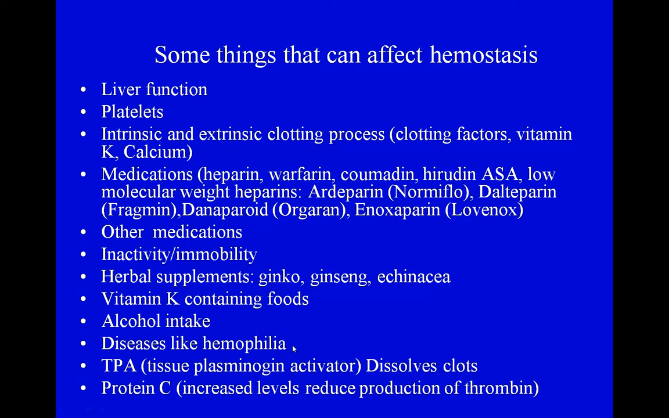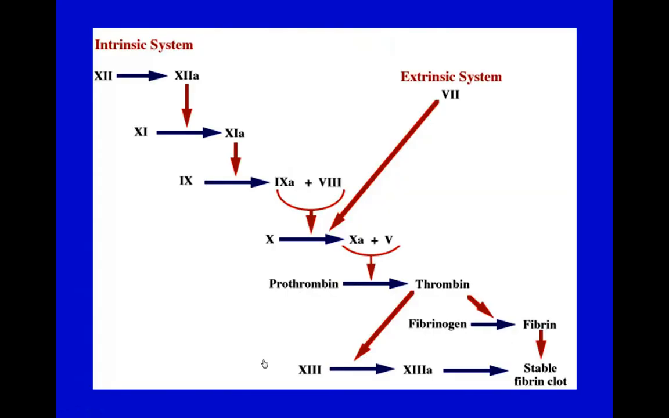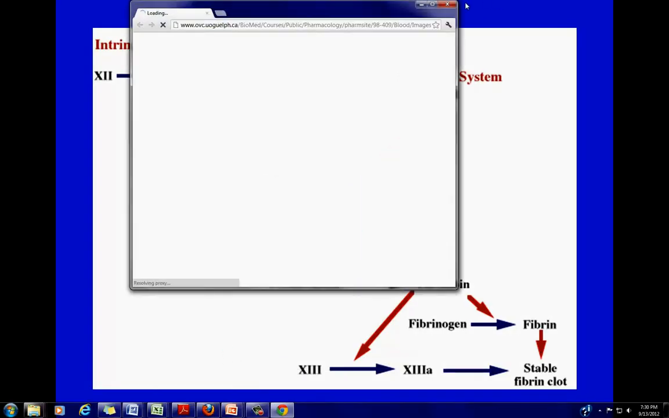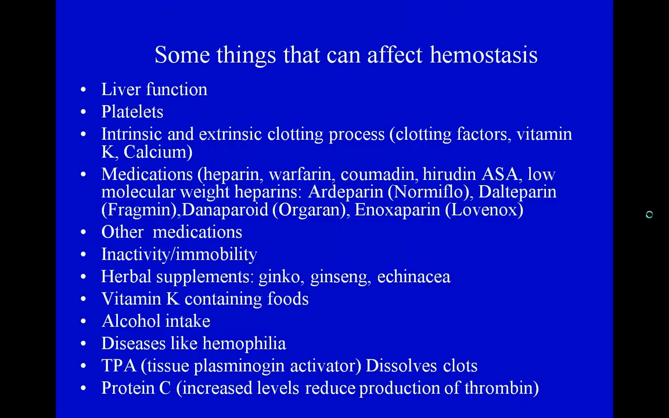Hemophilia is a condition where we have a lower ability to clot. Tissue plasminogen activator. So let's go back to that and see what plasminogen did. I guess I don't have it in this picture, so we're not going to worry about it. But that tissue plasminogen activator is something that actually dissolves a clot.